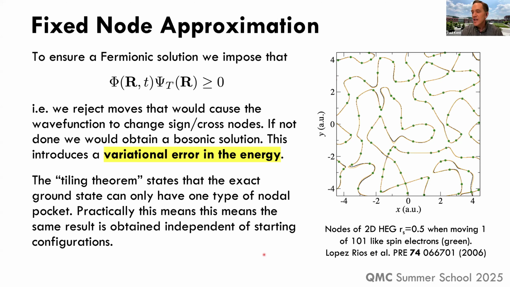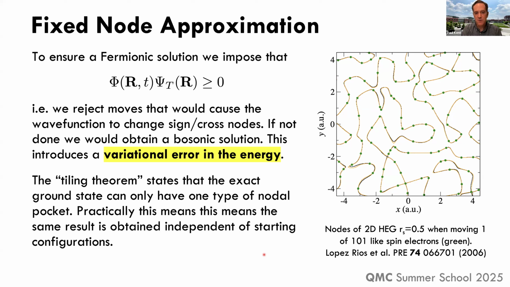Now we come to really the most important approximation in fixed node diffusion quantum Monte Carlo, because if we were to just evolve the input wave function with the equations on the last slide, we wouldn't end up with a fermionic solution. We would have a bosonic solution, and that's of course the wrong one. That's not an electronic wave function. And so the way that is solved is via the fixed node approximation. I think this is really the most famous approximation in diffusion Monte Carlo.